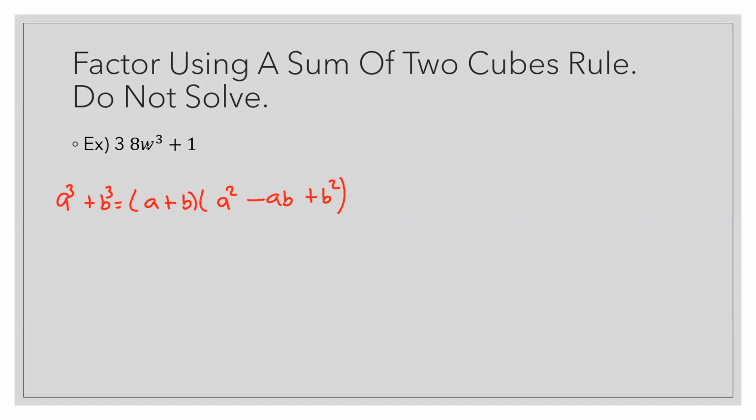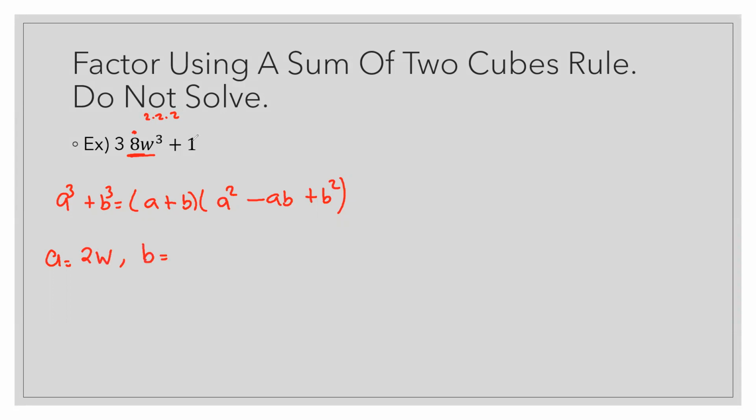Okay, so let's figure out what our a value is and what our b value is. So this time our a value is going to be a number and a letter. So let's look at the 8, the number. What number when cubed gives you 8? I believe it's 2, because 2 times 2 times 2 is 8. Good. And then what letter when cubed gives you w cubed? That will be w.